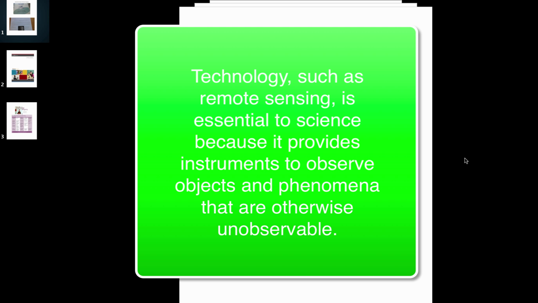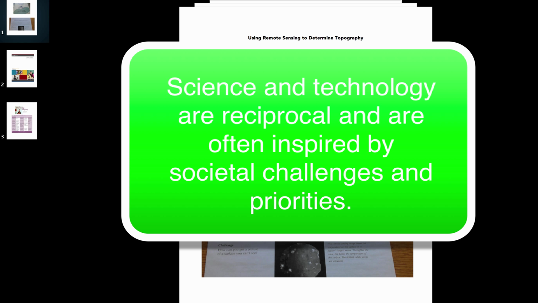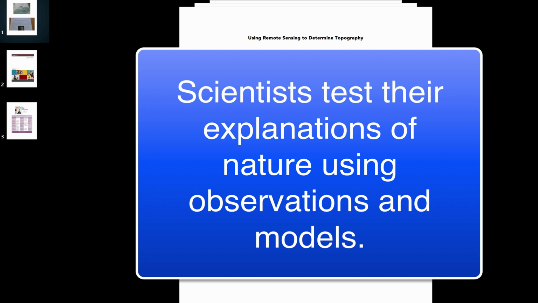Key concepts include: technology, such as remote sensing, is essential to science because it provides instruments that enable observations of objects and phenomena that are otherwise unobservable. Scientists organize and summarize data using tables and maps. Science and technology are reciprocal and are often inspired by societal challenges and priorities. Scientists test their explanations of nature using observations and models.